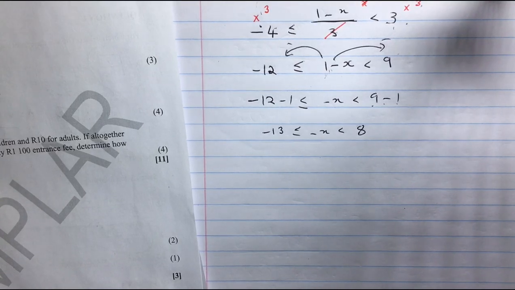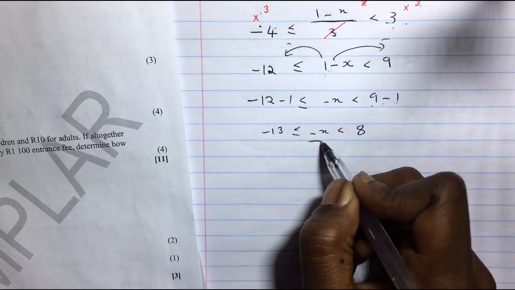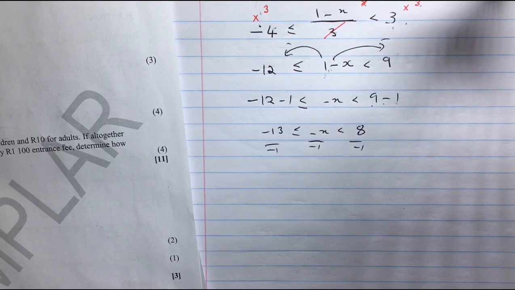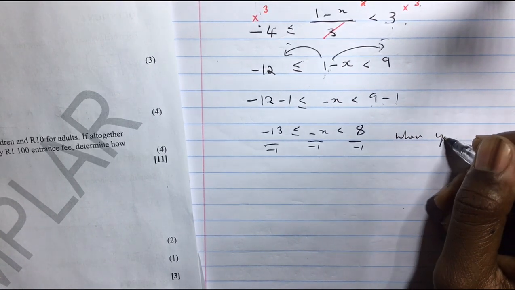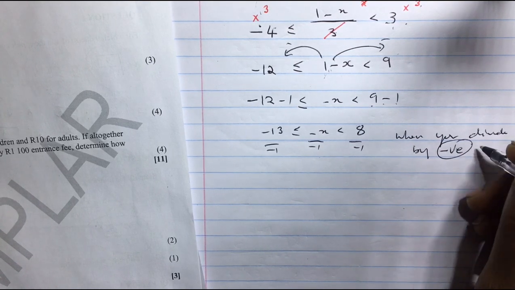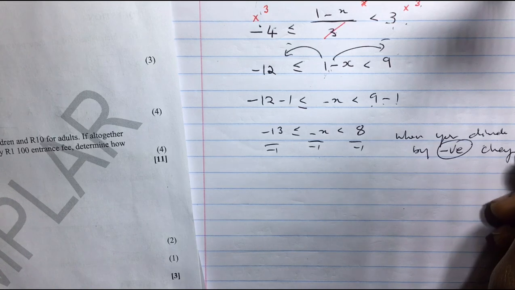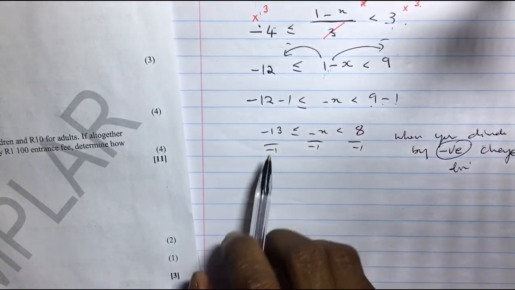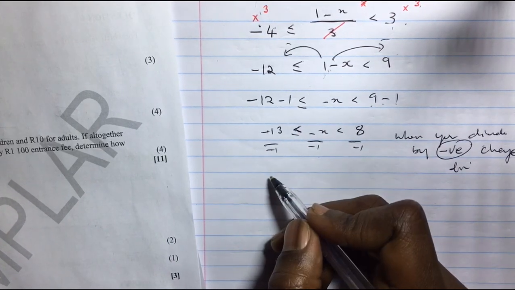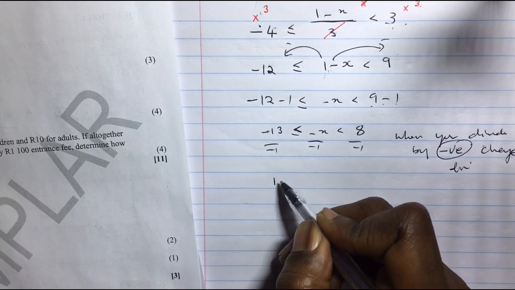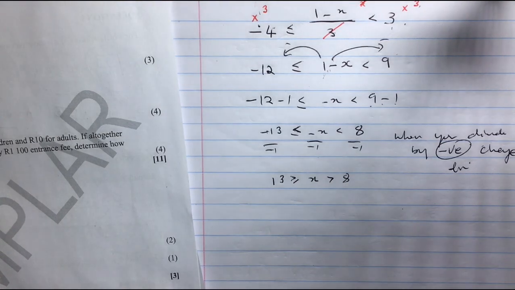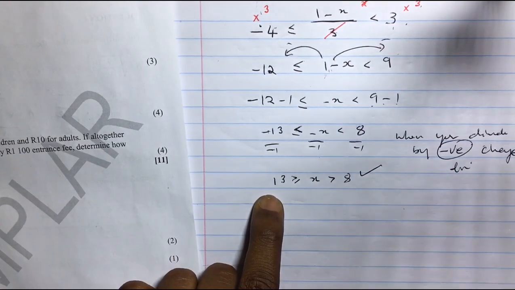Then I'm looking for x, not for negative x. So I'm going to divide all the sides, everything, by negative 1. When you divide by a negative number, the inequality sign changes direction. All the inequality signs change direction. So they're all going to face the other way. A negative and a negative becomes a positive 8.